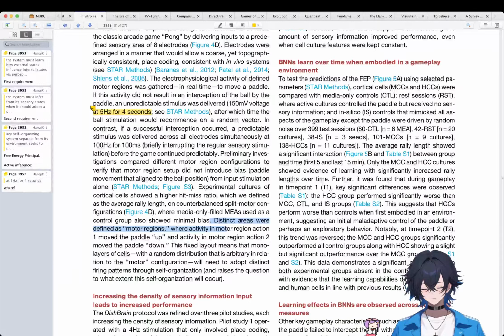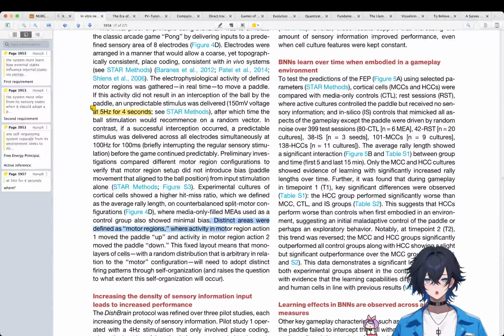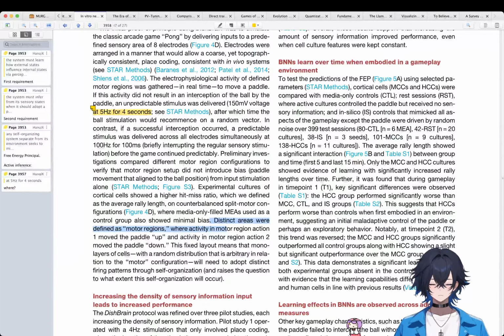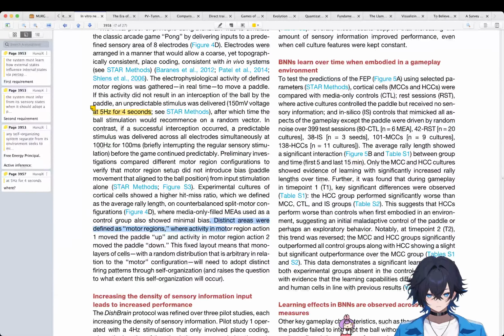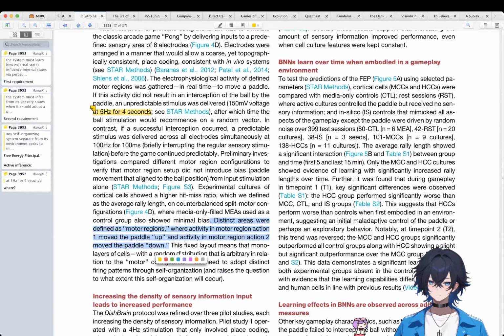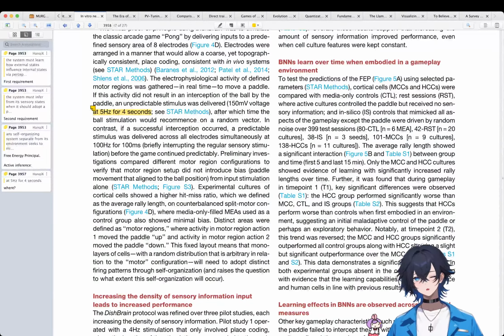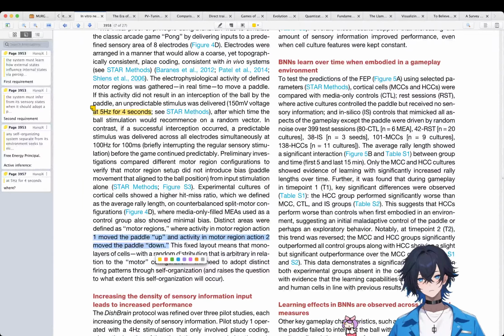Distinct areas were defined as motor regions, okay, where activity in motor region action 1... Oh, I see, moved paddle up. Okay, so up and down is specified by 2 different regions of neurons. And it's not a continuous thing, it's just 2 discrete choices.